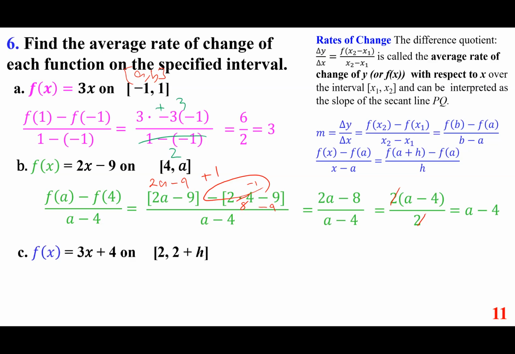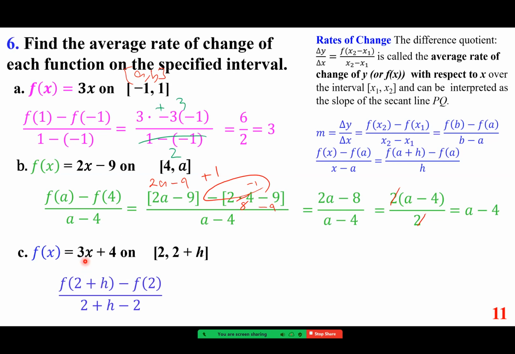f of x is 3x plus 4. We want to go from 2 to 2 plus h. Therefore, we want to evaluate f of 2 plus h minus f of 2 over 2 plus h minus 2. That's what we want to evaluate. So let's replace the x with 2 plus h and then with 2. If you do it with the 2 plus h, you get 3 times 2 plus h plus 4 in the bracket, minus then 3 times 2 plus 4 in another bracket.